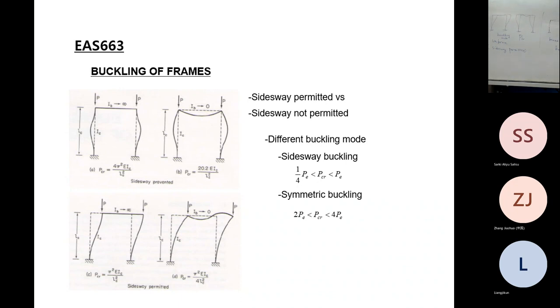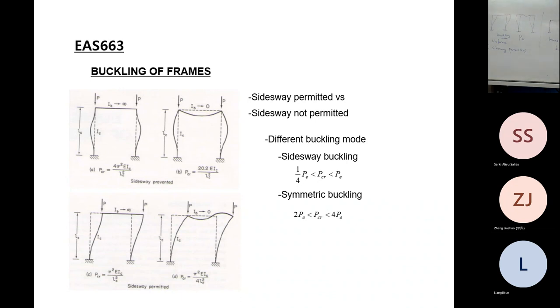P Euler is pi square EI over L square, but less than P Euler. This is a range. Okay. It can be in between these. Higher than this, but cannot be more than this. But for symmetric buckling, it will increase a lot. Okay. It will be greater than 2 times the P Euler, but less than 4 times.